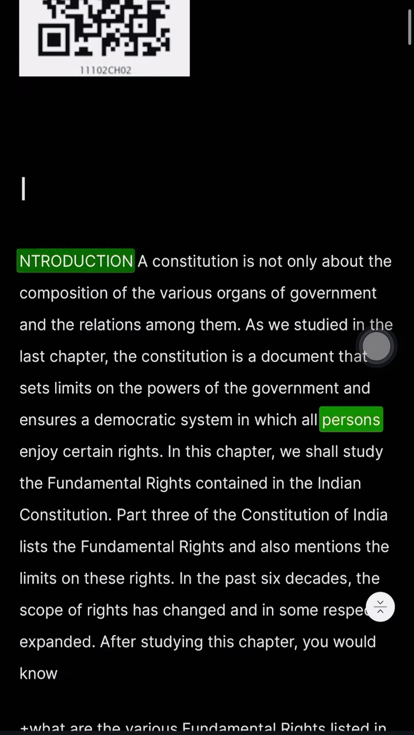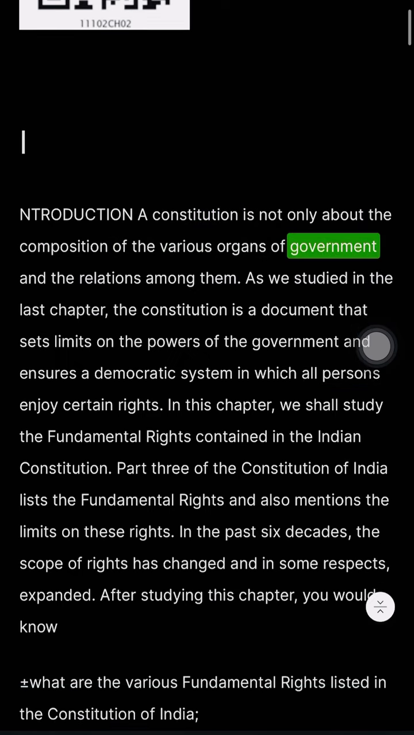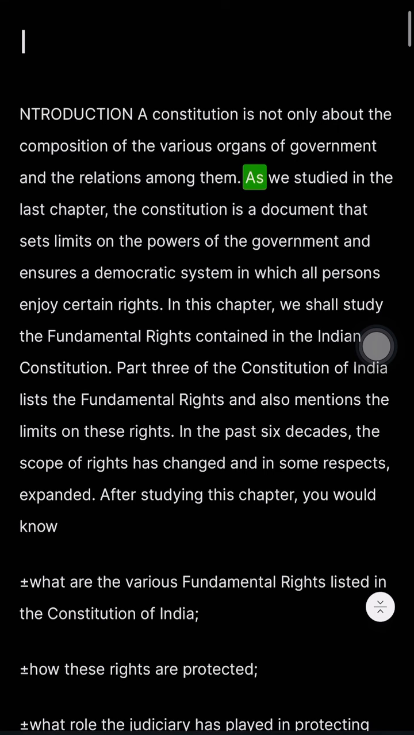Introduction. A constitution is not only about the composition of the various organs of government and the relations among them. As we studied in the last chapter, the Constitution is a document that sets limits on the powers of the government and ensures a democratic system in which all persons enjoy certain rights. In this chapter, we shall study the fundamental rights contained in the Indian Constitution.